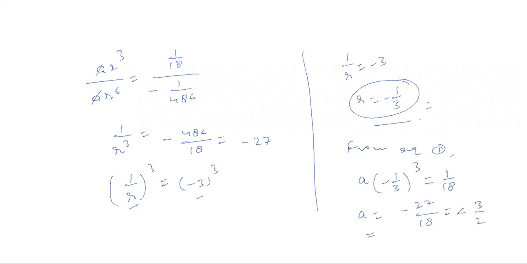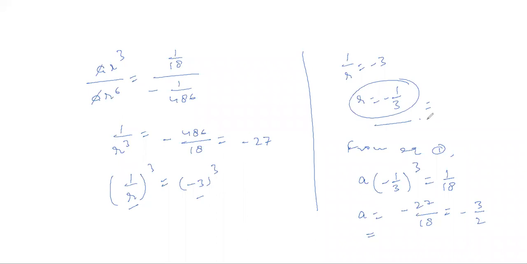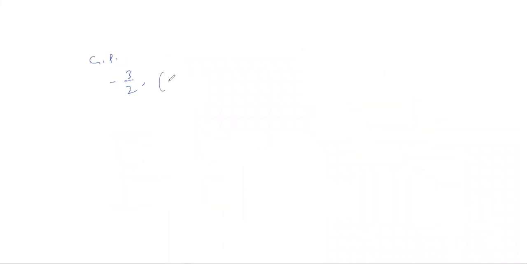So now we can write the GP. So the GP will be, how do we write it? A means minus 3 upon 2. A is minus 3 upon 2, comma, next will be AR. So A is minus 3 upon 2 and R is minus 1 upon 3. So it will be A into R, that is minus 1 upon 3. This will be A R square, so minus 3 upon 2, and R square is (minus 1 upon 3) square, and so on.